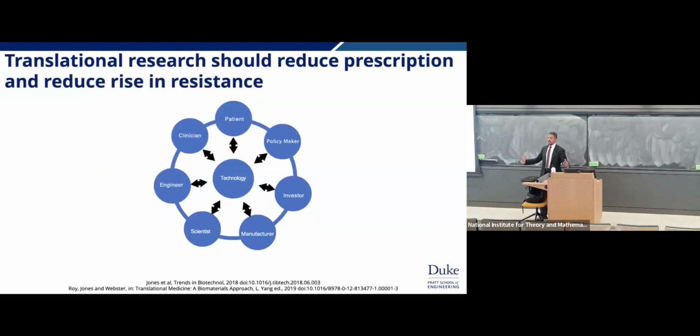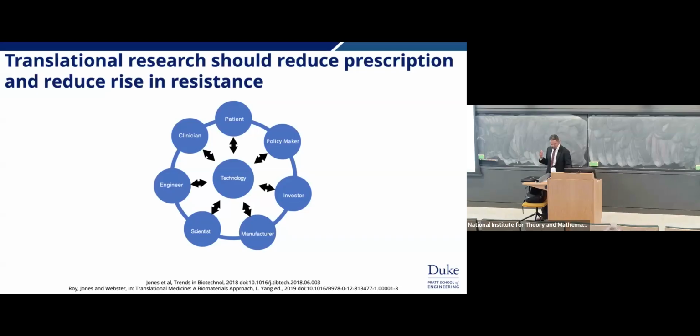Translational research should help, right? So interacting on a level where you're talking to policymakers, where you're talking to engineers, when you're talking to doctors, even when you're talking to patients, that should help reduce the amount of antimicrobial resistance, right? So basically telling people you have the flu, you don't need an antibiotic, like that should help.